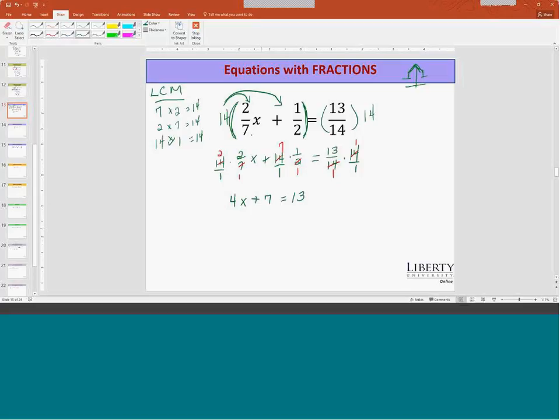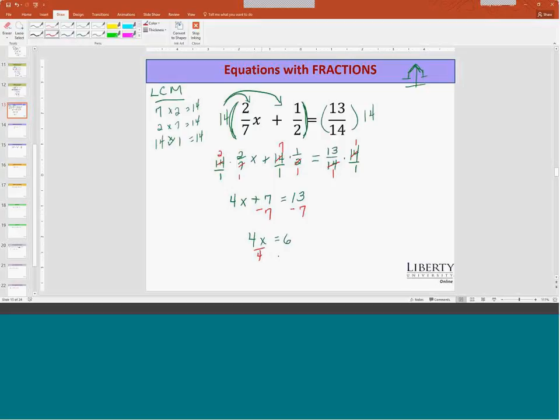So multiply both sides by the least common multiple of all of your denominator values. It eliminates all of your fractions. Because it's a multiple of the denominator, it will cancel out or become 1. Any number over 1 just gives you whole numbers. So now we can solve this equation as usual. Subtracting 7 from both sides, that's going to get 4x is equal to 6.